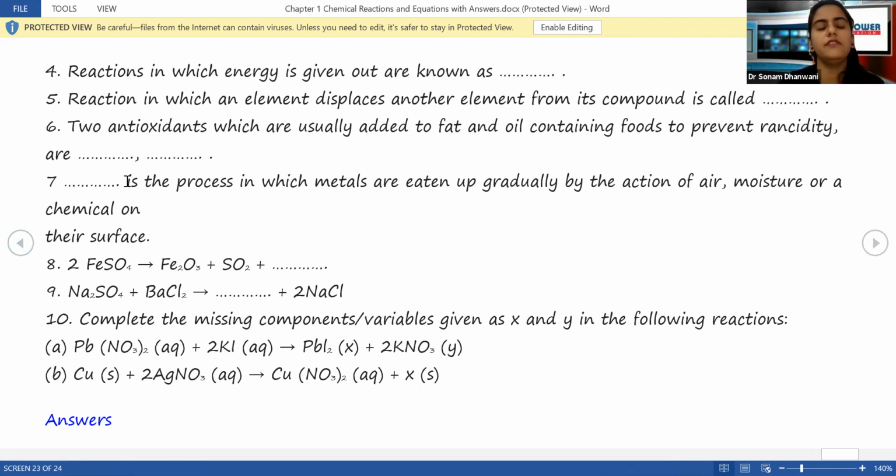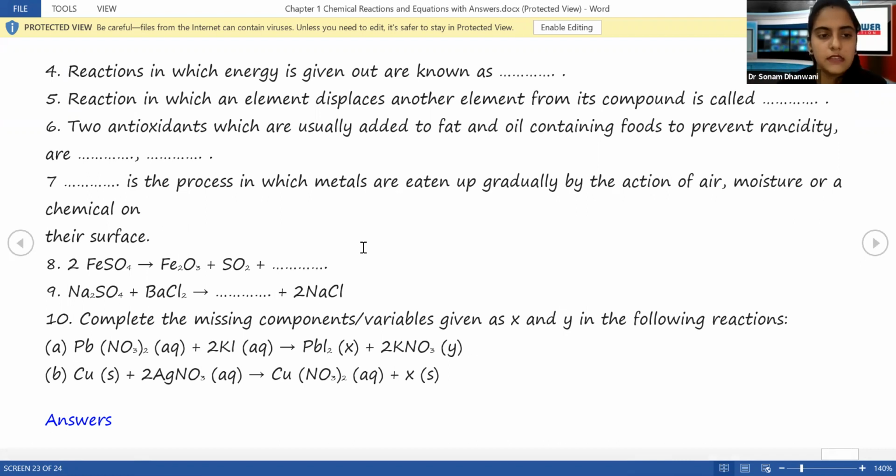or chemical on their surface. Now, the answer is corrosion, which I previously told you is a reaction happening on metals. Okay? Now if you imagine, we have seen this very recently in COVID times. If you apply sanitizer on any metal object and keep doing it for 2-3 days, within 4-5 days you will see corrosion taking place on the metal. Because of the chemical and the action of air, the top surface starts getting eaten up. So that process is known as corrosion. Corrosion is the process in which metals are eaten up gradually by the action of air, moisture, or a chemical on their surface.